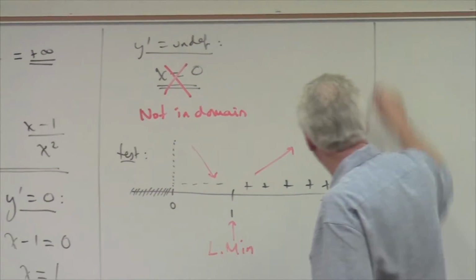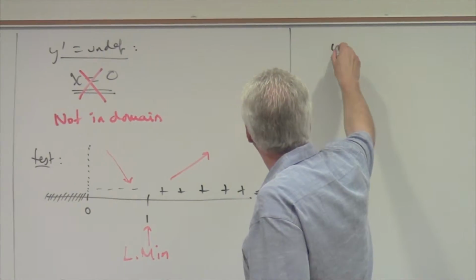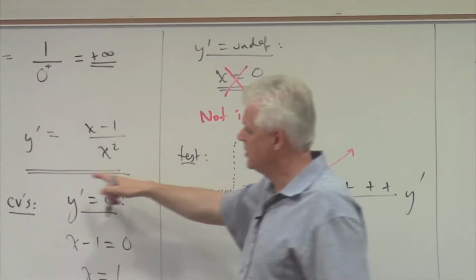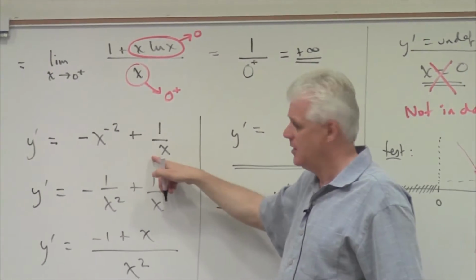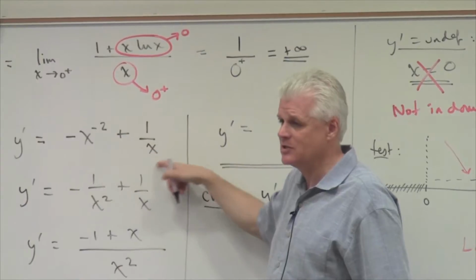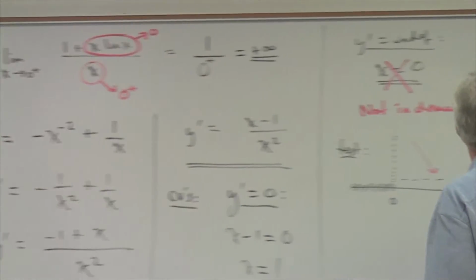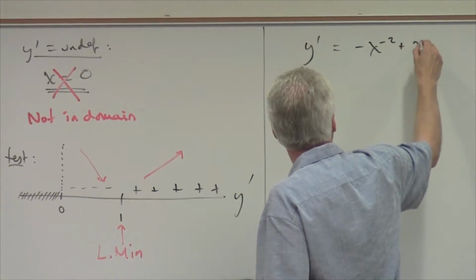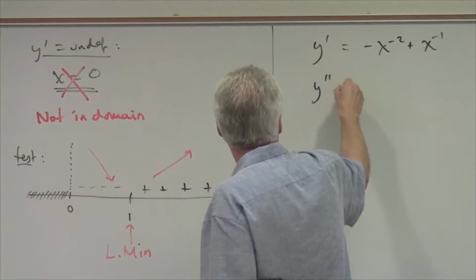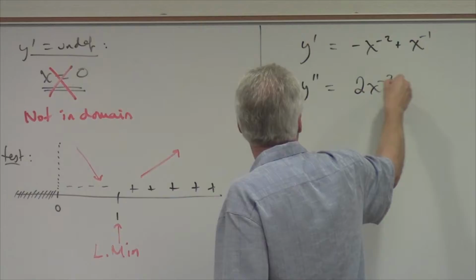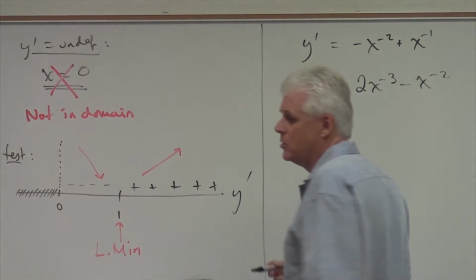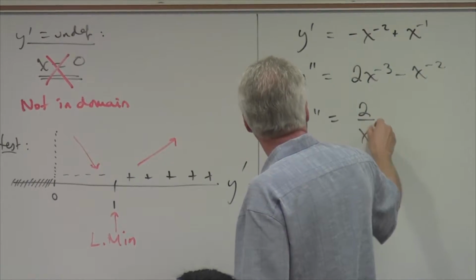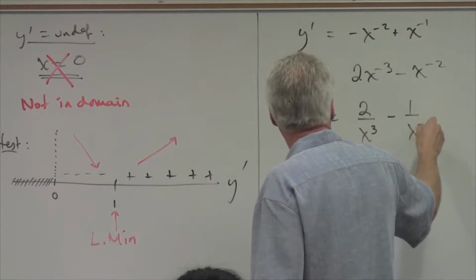All right, second derivative stuff. Our first derivative, I'm not going to use this version of it for the derivative. I'm going to use that version. In fact, I'm even going to rewrite this as x to the negative 1. So this is negative x to the negative 2 plus x to the negative 1. So y double prime would be 2x to the negative 3 minus x to the negative 2. Y double prime is 2 over x cubed minus 1 over x squared.